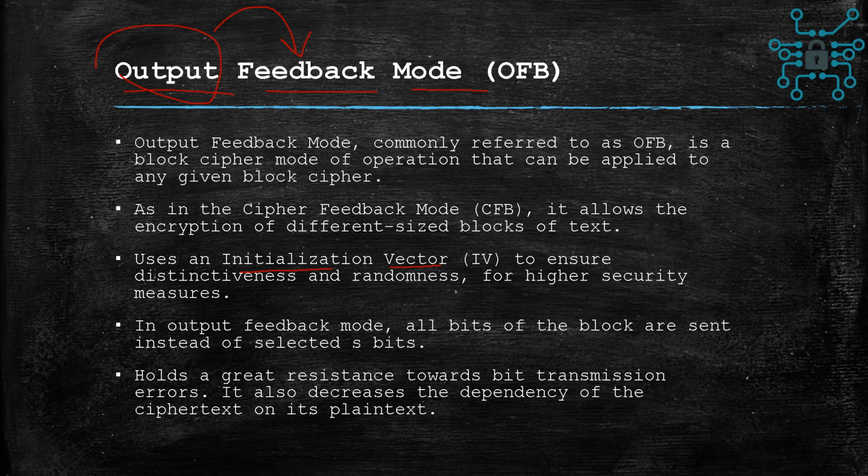In output feedback mode, all bits of the blocks are sent instead of selected S bits, unlike in CFB. It holds a great resistance towards bit transmission errors, and it also decreases the dependency of the ciphertext on its plaintext, which obviously enhances security.